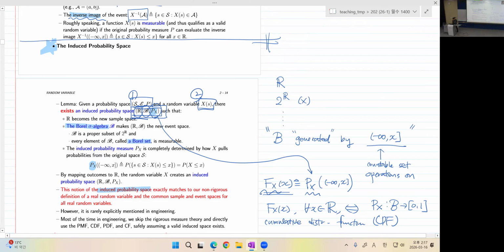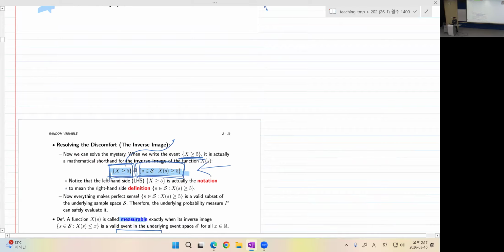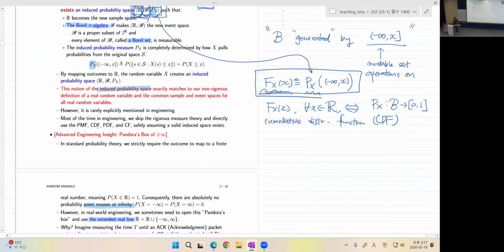And since they are equivalent, do you want to talk about Borel sigma algebra to undergraduate students? Usually not. That's why most of the undergraduate textbooks, after they show these notations and definitions, immediately move to CDF, the definition of cumulative distribution function. Got it? So now you know what the story is.